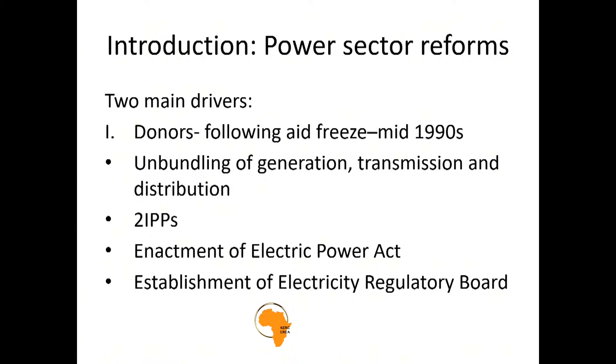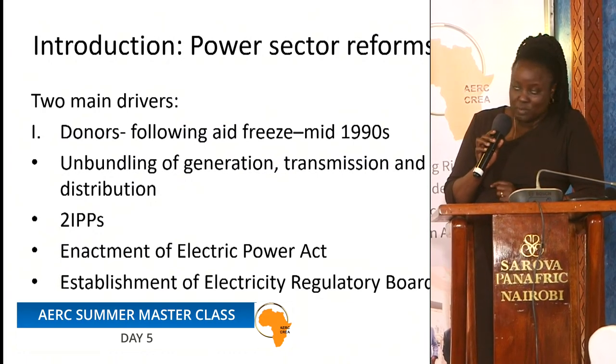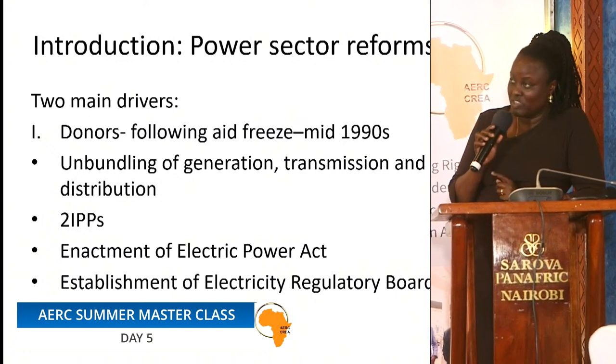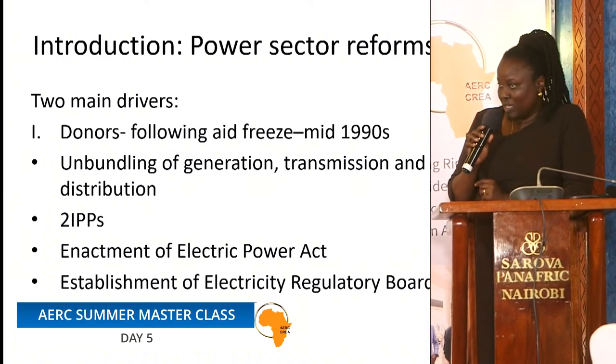So during the 1990s, 1995, we remember that we were in a very serious debt situation. And at that time we had many donors giving us conditions on how to restructure our public utilities. And at this time, those conditions of restructuring the power sector in Kenya. And so funds were frozen, and a condition was given that Kenya should unbundle the Kenya Power and Lightning Company, which was a utility, a monopoly at that time. So it was unbundled into generation, transmission, and distribution.